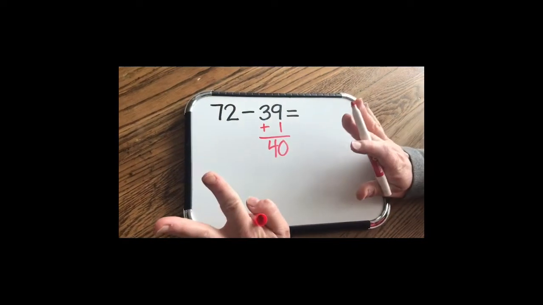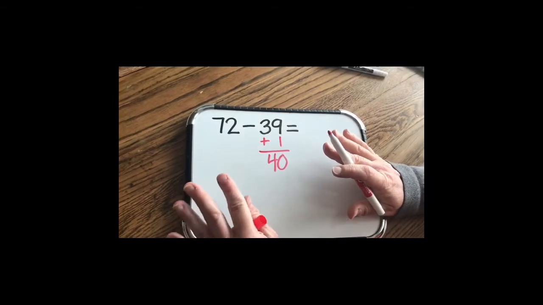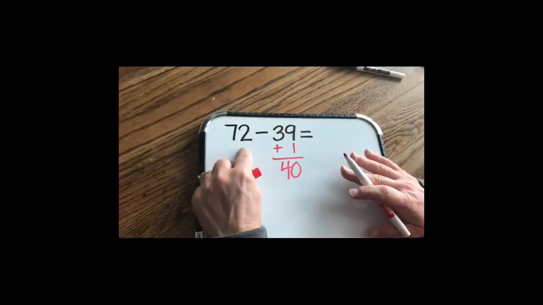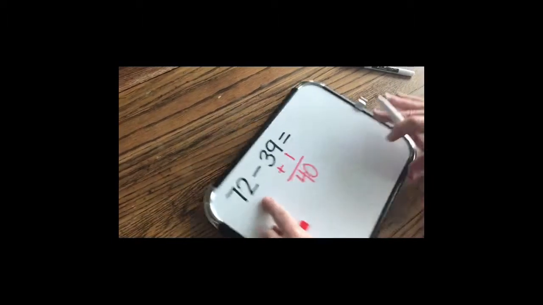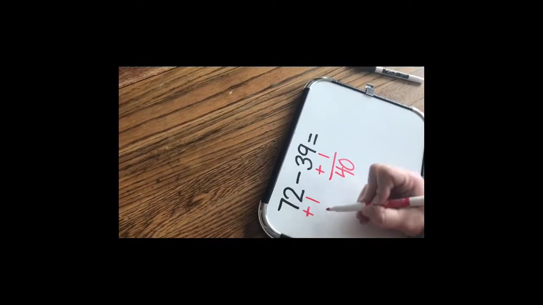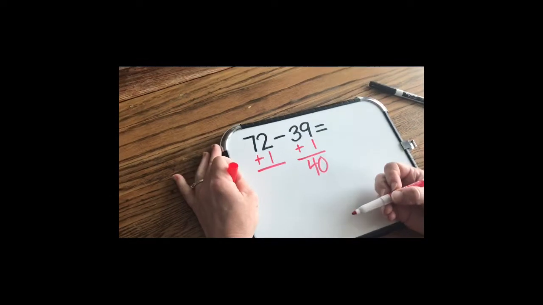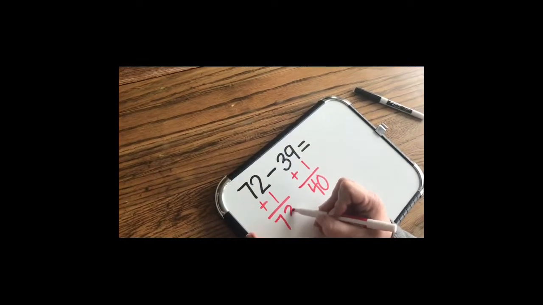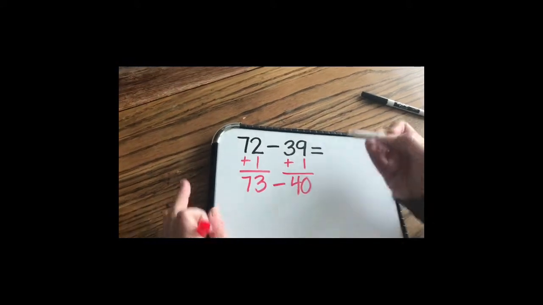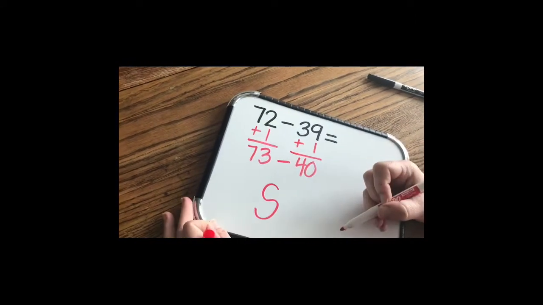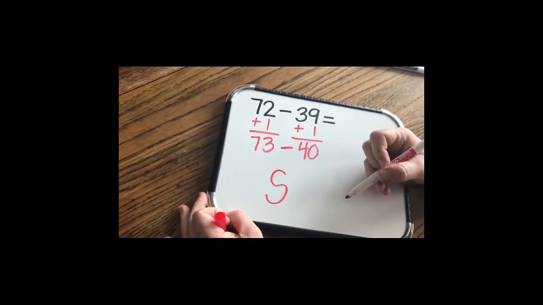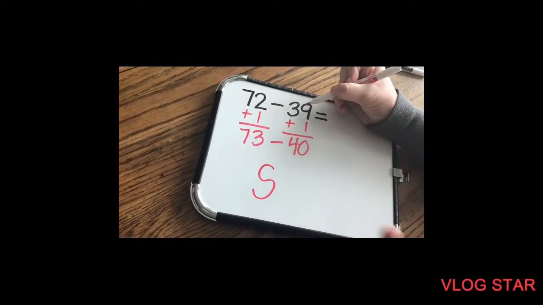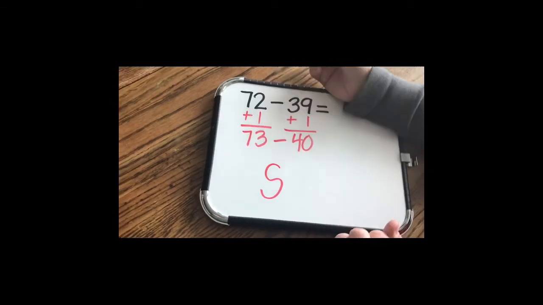Now, subtraction's a little different from addition. With subtraction, whatever I do to the subtrahend, I have to do the same thing to the minuend, which means I have to add 1 more to 72 as well. 72 plus 1 more is 73. I tell my students, think of the letter S if you use compensation with subtraction. Subtraction, subtrahend, and do the same thing to the minuend.